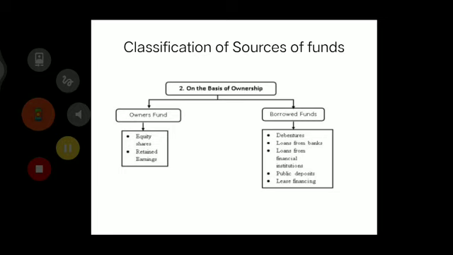Under the borrowed funds, all sorts of borrowings that a company makes, maybe in the form of debentures, loans, trade credit, deposits, leasing, factoring, etc. So all those sources which are to be repaid come under borrowed funds, and all those sources of fund which come from the owners of the company, they are called the owner's fund, or typically equity and reserves.